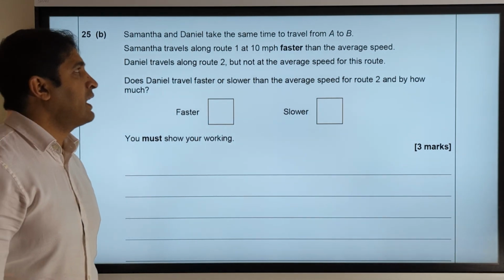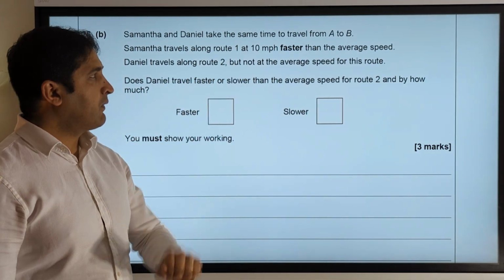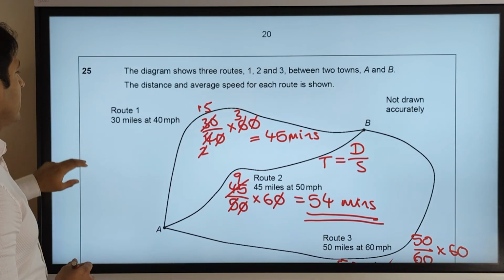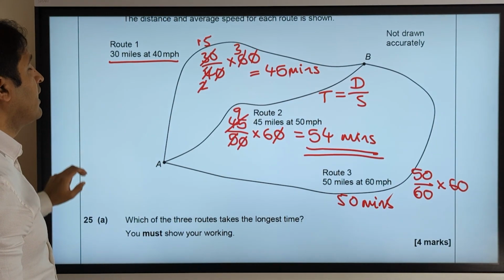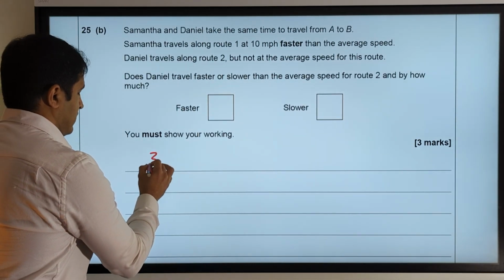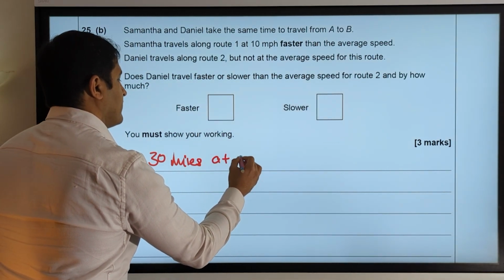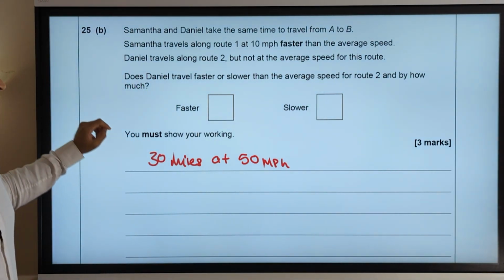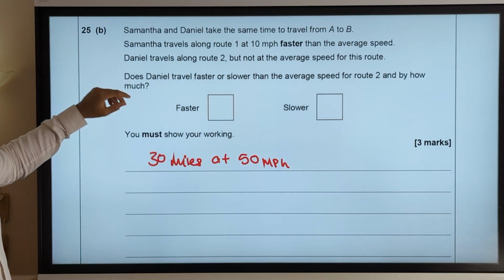Samantha and Daniel take the same time to travel from A to B. Samantha takes route 1 and travels 10 miles per hour faster than the average speed. So route A had that, so 10 miles faster. Okay, so 30 miles at 50 miles per hour. So that's what Samantha takes. 30 miles at 50 miles per hour. That's Samantha's time.